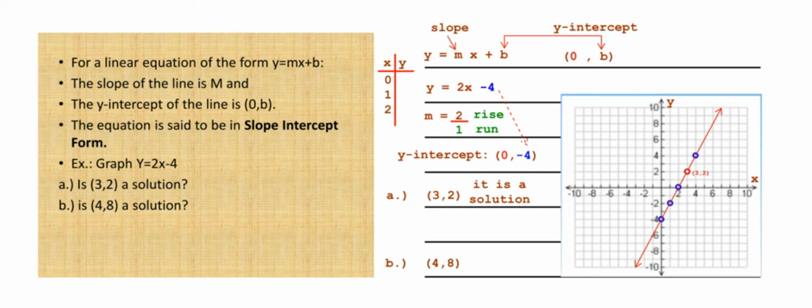How about we try B then? B is (4, 8). Is (4, 8) a solution? Let's see, (4, 8). There is our dot. Is it on our line? No, unfortunately, (4, 8) is not on our line. So that means it's not part of the graph or part of the linear sketch. So not a solution then. And visually we can see whether it's an answer or not.